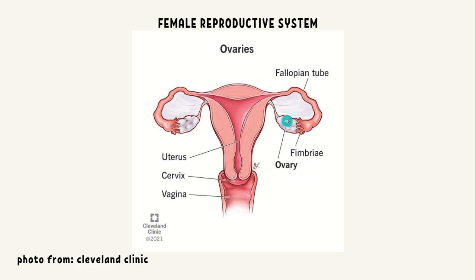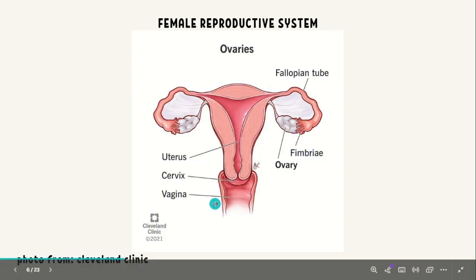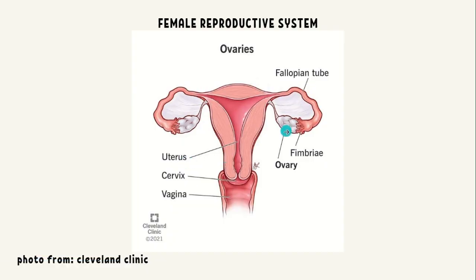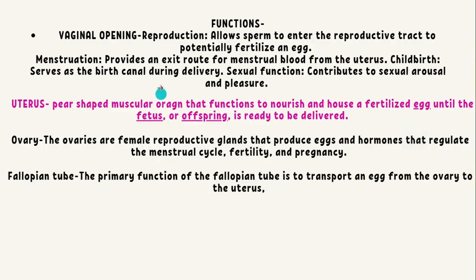This is the ovary, this is the fallopian tube, and this is the fimbriae. You don't necessarily have to know this one right here, but everything else, the vaginal opening, the cervix, the uterus, the fallopian tube, and the ovary, I would suggest you know how to draw, or at least have a mental picture in your mind of how it looks. So anyways, let's go over the functions then.